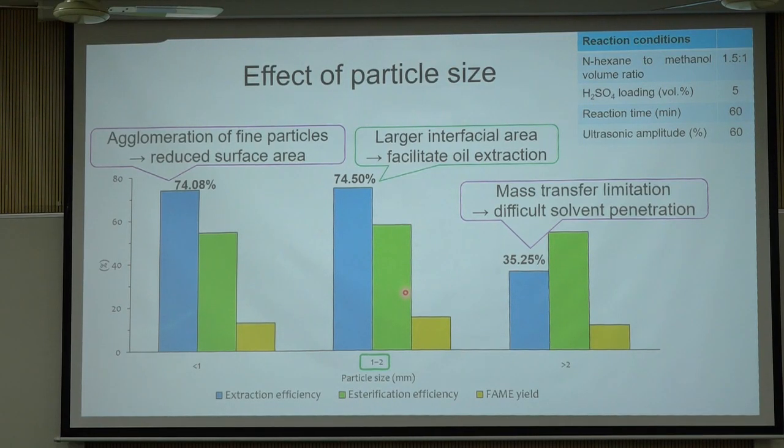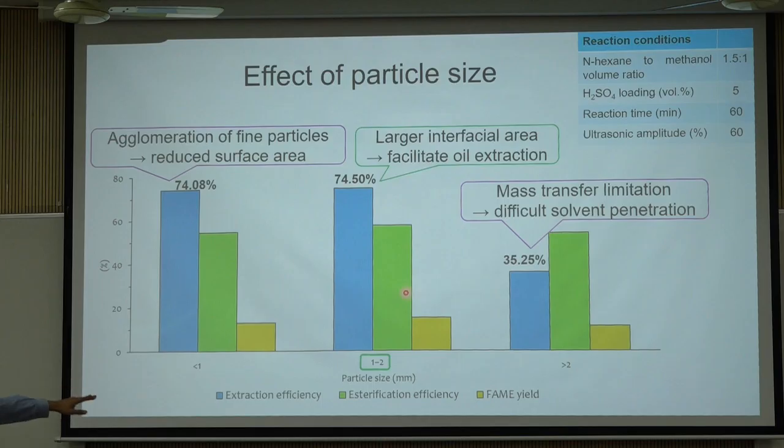Extraction efficiency is how many percent of the jatropha oil can be extracted out. This one we call the extraction efficiency. That means we calculate based on the total weight of the raw material. That means the total oil that is extracted divided by the total weight of the raw material. This one is the extraction efficiency.